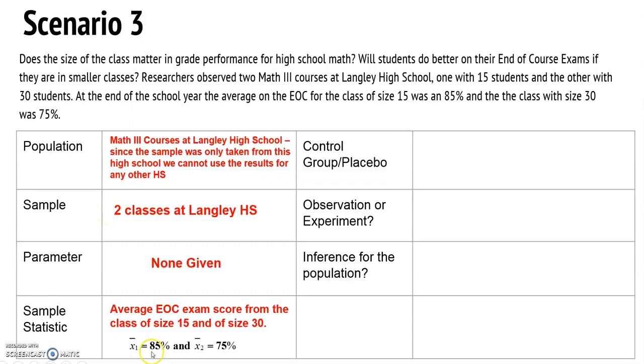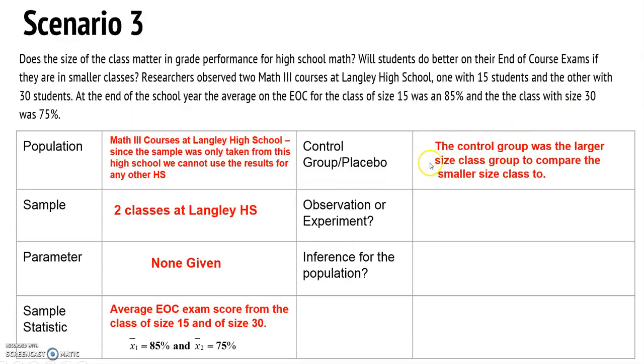The 85%, or 0.85, was the mean of your test score for the first class of size 15. And x bar 2 tells us this is the second class. The x bar tells us that's from a sample, and the average on the end of course exam was 75%. What was the control group or the placebo? The control group was the larger class size, to compare the smaller class size to.